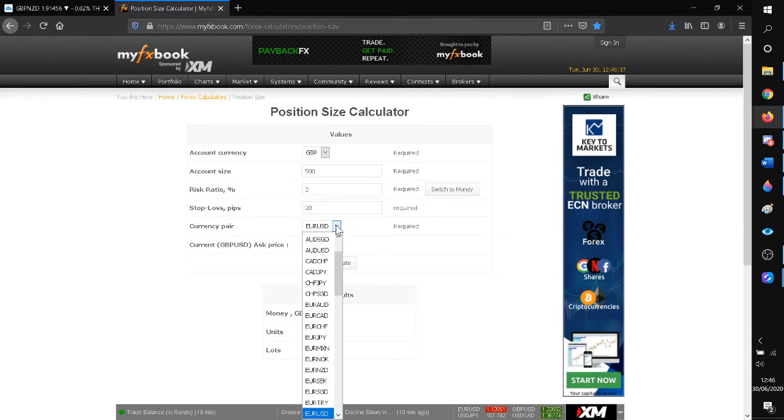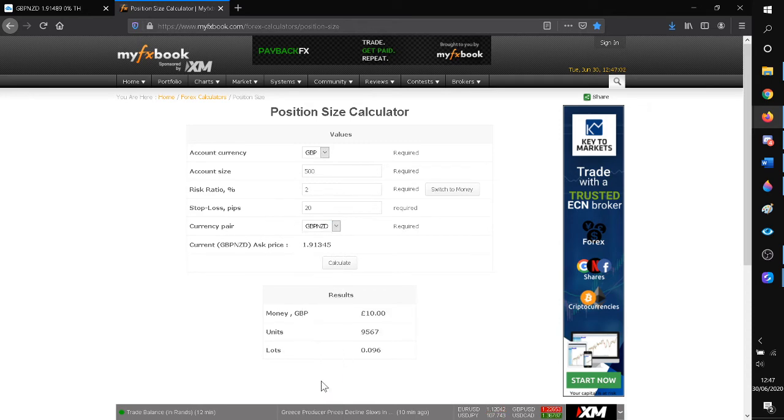We only want to be trading the Forex market, so we're only going to be taking Forex pairs, which is all these pairs here. These pairs down here are actually metals, so don't worry about these at the bottom. You only want to take Forex pairs. For example, let's do GBP NZD, which is this one here.